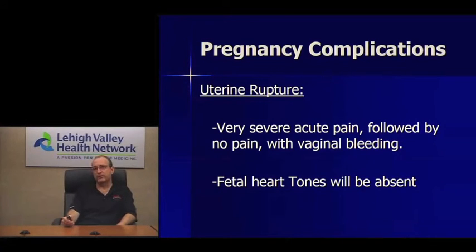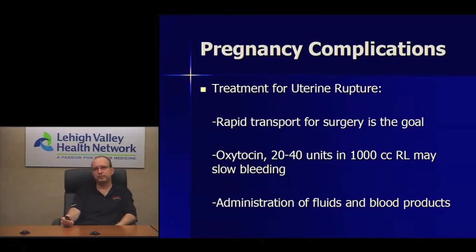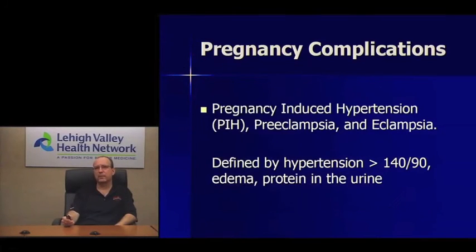Uterine rupture, it's a very severe acute pain followed by no pain with vaginal bleeding. So if you have somebody with a lot of pain or some bleeding and everything else going on, and then the pain goes away, that might be your cue that could be a uterine rupture. And unfortunately, the fetal heart tones will be absent at that point. Treatment for a uterine rupture will be rapid transport for surgery. You might want to consider some PIT, the 20 to 40 units, in a 1,000 bag of fluid to help slow the bleeding. Administration of, of course, fluids and blood products.